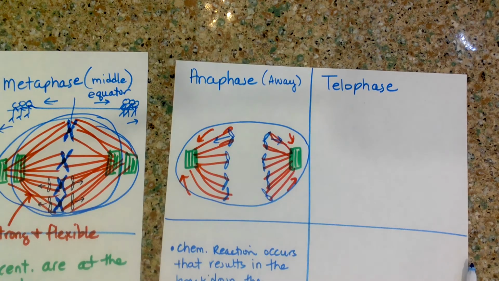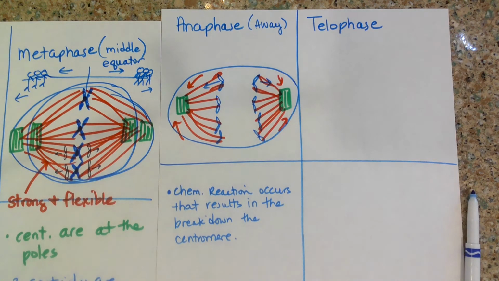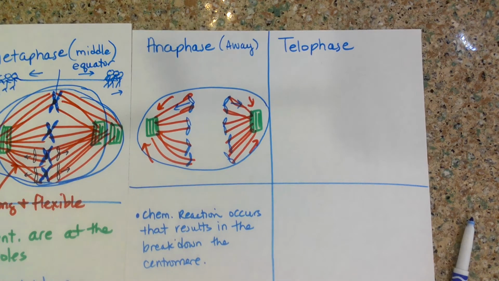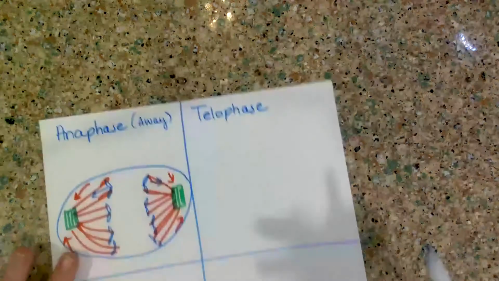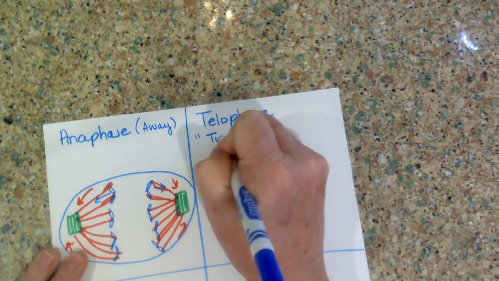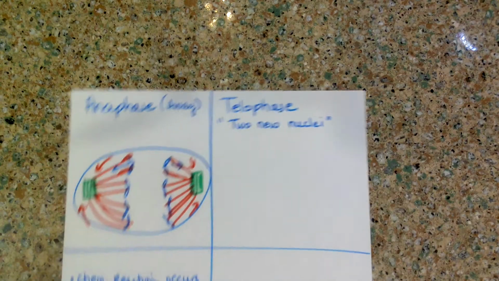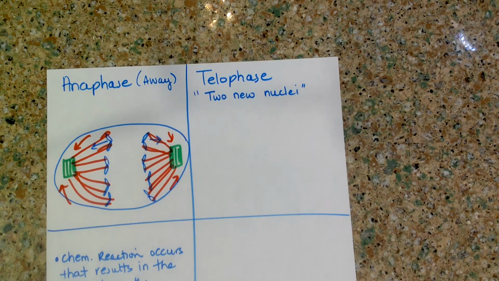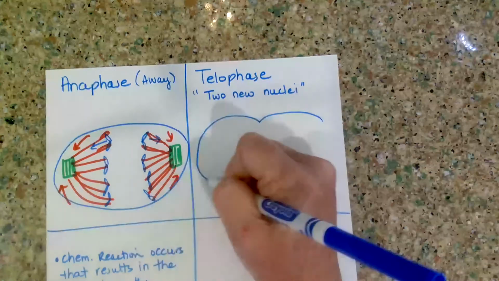So this is anaphase, where the sister chromatids are ripped apart and they're pulled away from each other towards their centrioles. All right, and then the last and final phase of mitosis and cell division is telophase. And I always say telophase stands for two new nuclei, because mitosis is division of one nucleus into two nuclei. So I'm going to start drawing it a little bit pinched in.